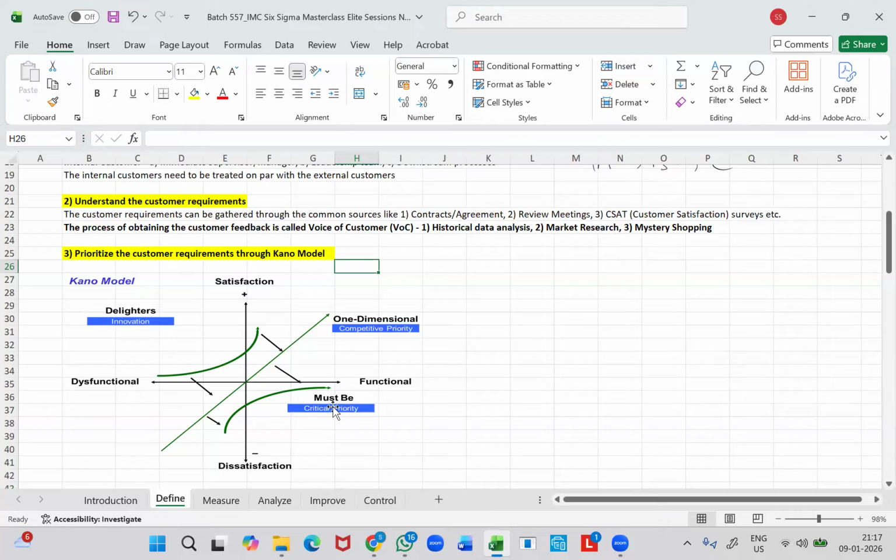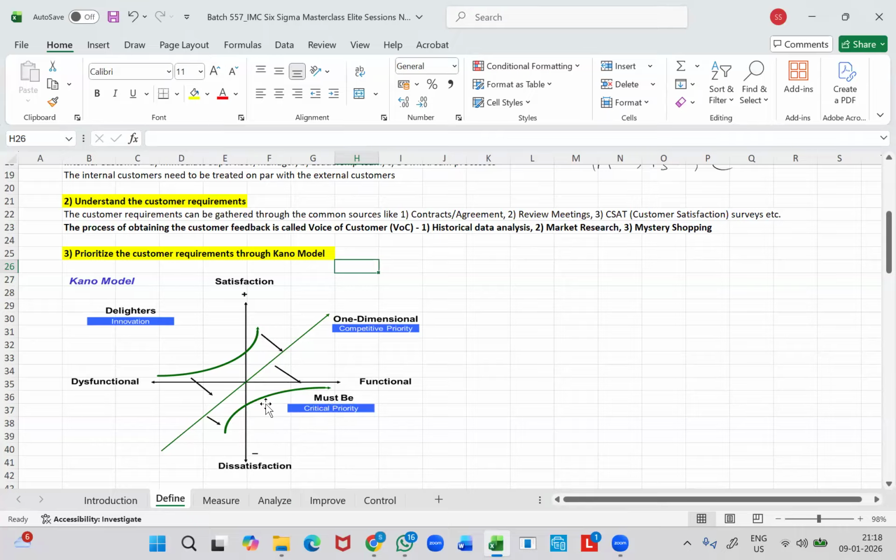So first, let us look at the must-be needs. If must-be needs are fully fulfilled, the customer is not going to feel satisfied about it. You still see the must-be need curve in the dissatisfaction half. It has not stepped into the satisfaction half. So even if these needs are fully fulfilled, the customer is not going to be satisfied. But if must-be needs are not fulfilled, the customer will be highly dissatisfied.